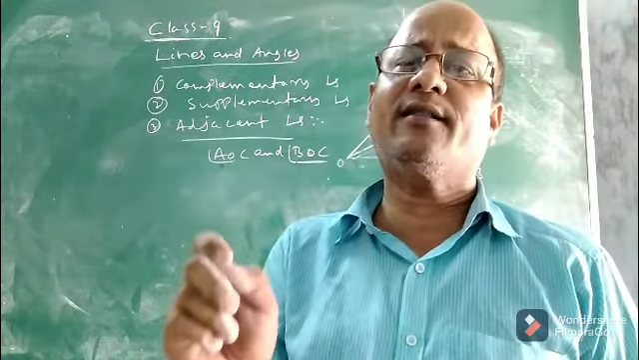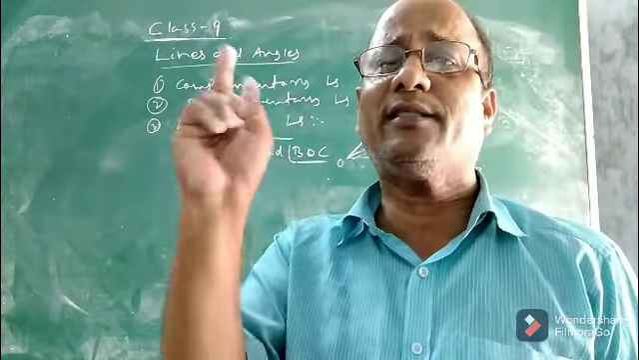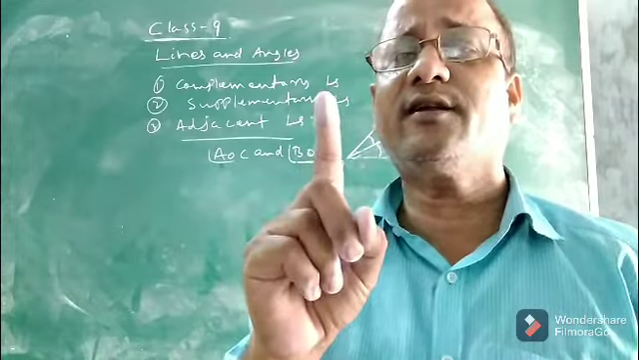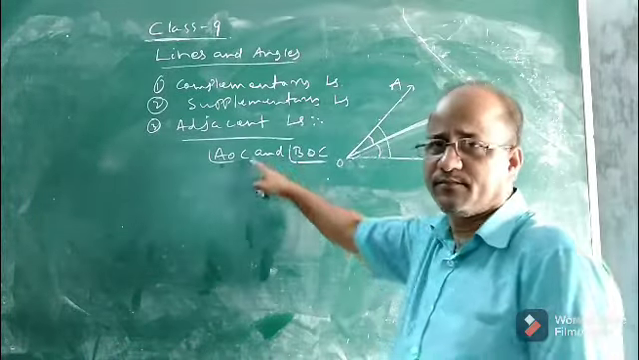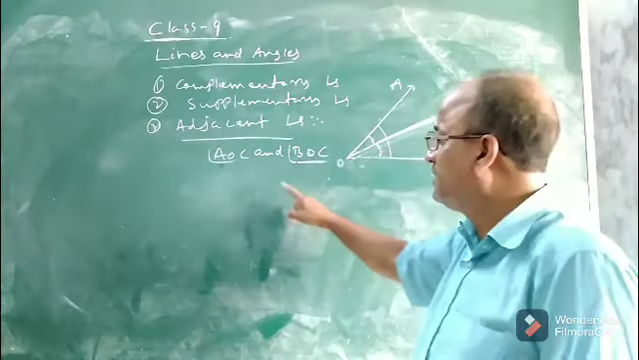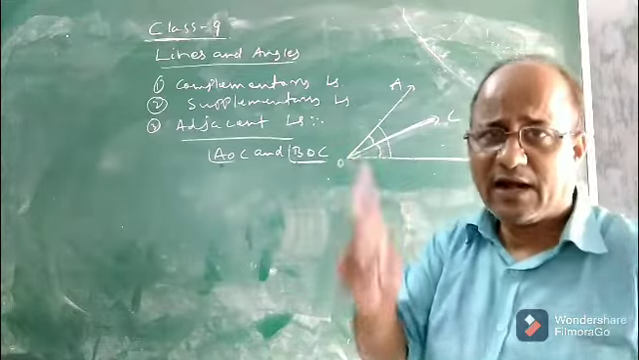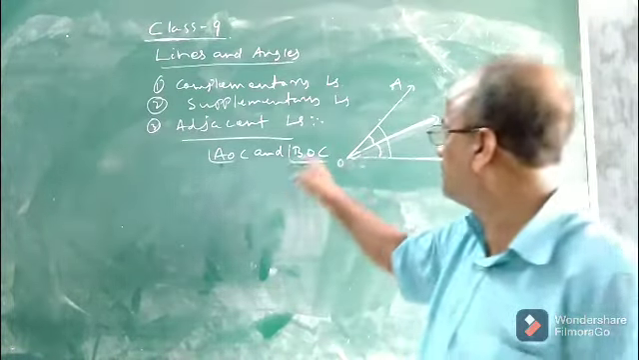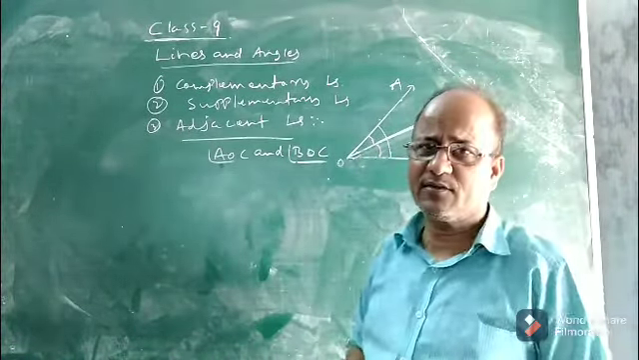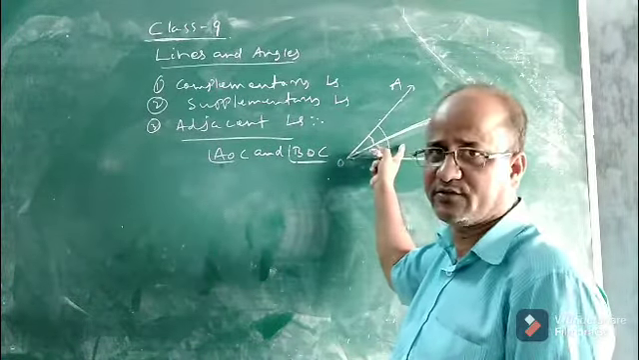For a pair of angles to become adjacent, what are the three conditions? It should satisfy three conditions. First condition, the two angles should have a common vertex. Yes, O is the common vertex. They should have a common arm. Yes, OC is the common arm. And the third condition is the non-common arms: the two non-common arms must lie on different sides of the common arm, which is OC in this case.